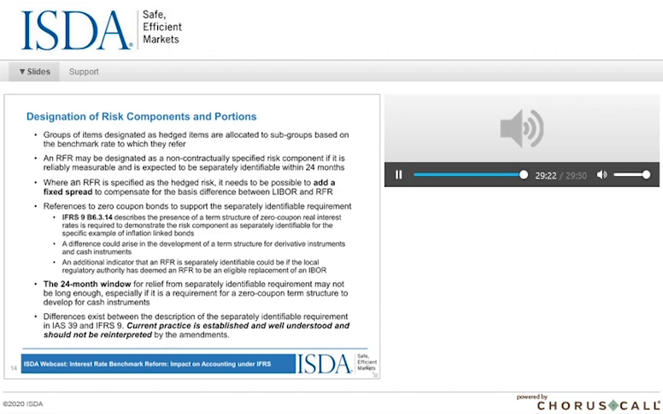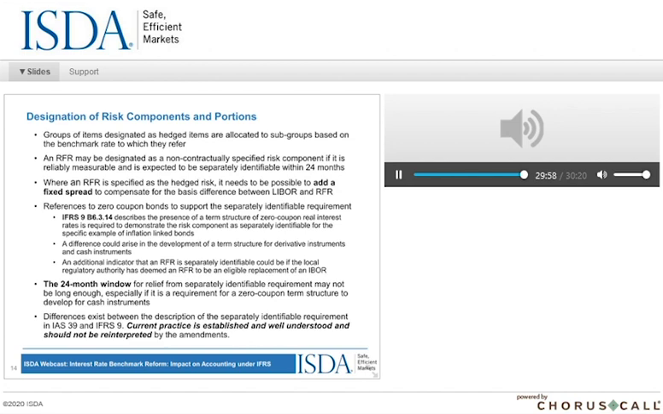There has recently been some concern expressed by market participants, including some of ISDA's members, that some of the new RFRs may not meet the separately identifiable requirement within the 24-month time period of relief that the IASB is allowing. This has been expressed as a concern in particular for SOFR, as it is not clear whether this benchmark will ever meet the separately identifiable requirement for both derivatives and cash instruments. For example, it might be separately identifiable for derivatives, but not cash instruments, or even potentially vice versa.